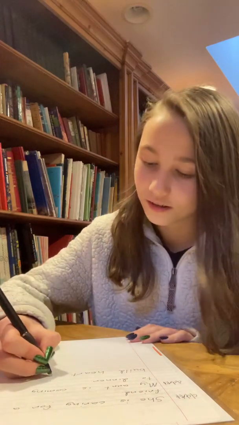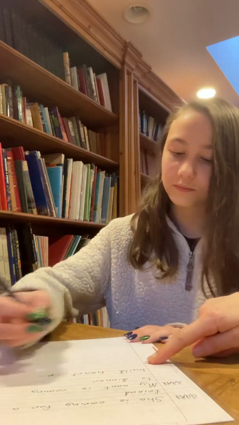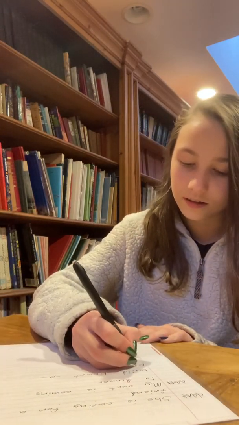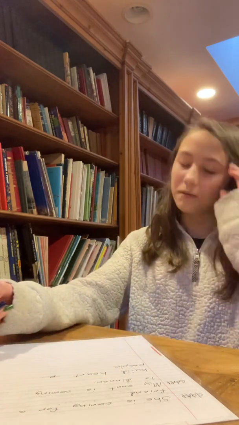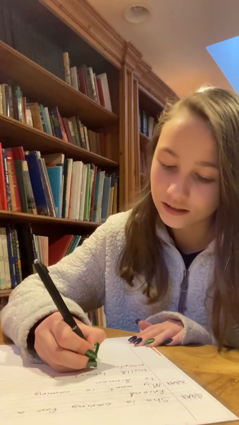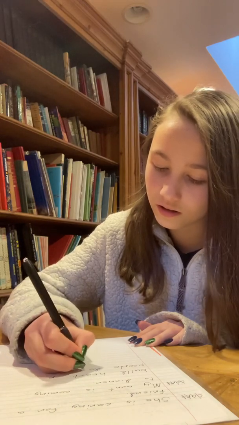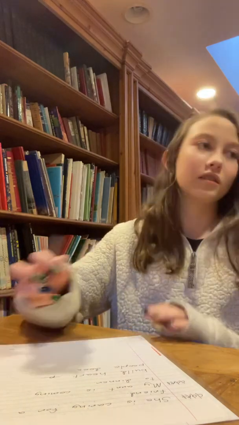P-E-O-P-L-E. That's correct. Oh, let's just do 2 words on each line, okay? So I'll go to the next line. P-E-O-P-L-E. Read the word. People. Good. Last one. Does. D-O-E-S. D-O-E-S. And read the word. Does. Read all your sight words. Build, heart, people, does. Very nice.